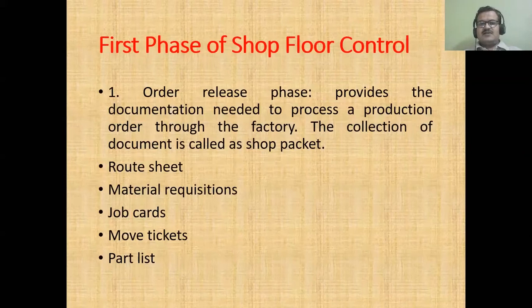Now we have started our discussion on phases of shop floor control. Three important phases are there. First phase of shop floor control is the order release phase. It provides the documentation needed to process a production order through the factory. So we are releasing the order that yes, we need to produce these many parts in this quantity, this is the date, and like that.